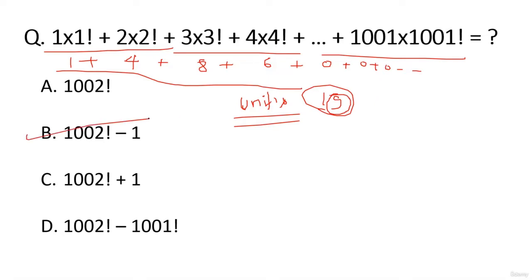Only one of the options ends with a 9 in the units place, and that's option B. Because this will end with 0, 0 minus 1 will end with a 9, while the other options end with 1 or 0. So all the options will end with a 0 except option B, which will end with a 9. That's your answer.